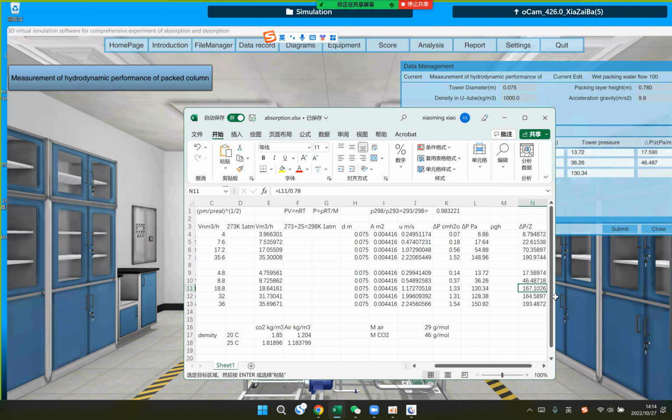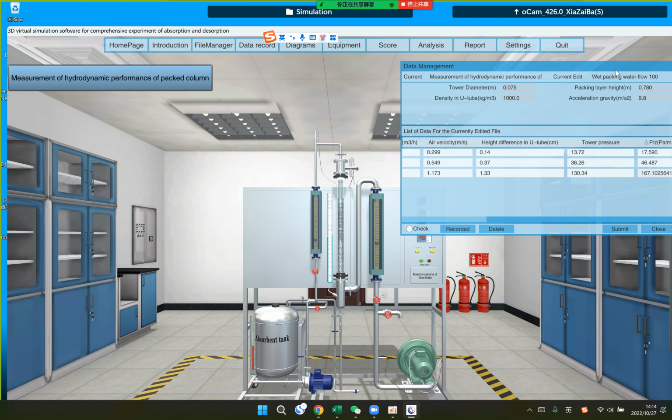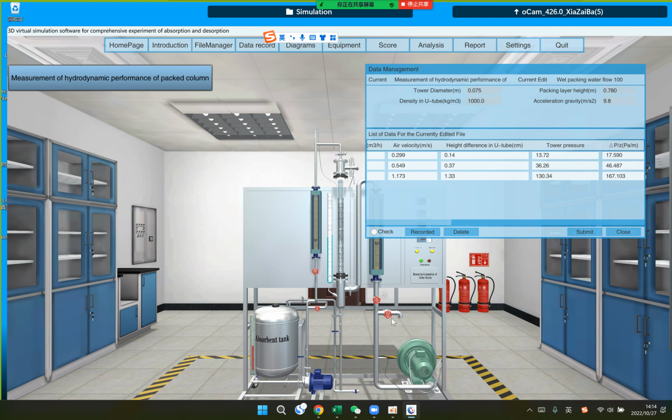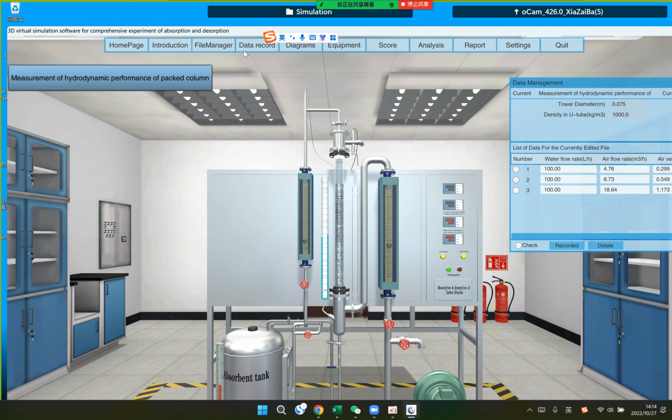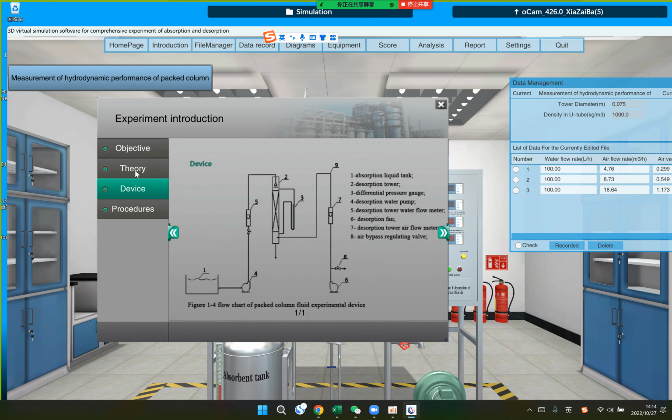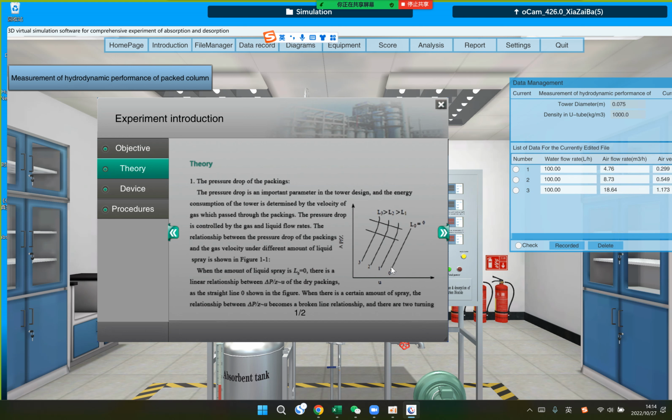After that, you may continue to decrease the opening of the bypass and find other sets of data readings. But at this stage, if you remember from the introduction theory part, the curve for the dry pressure is a linear relationship between the delta p and the velocity of the gas. But if there is a liquid loading, there are two turning points, right? The turning points are the loading point and the flooding point.